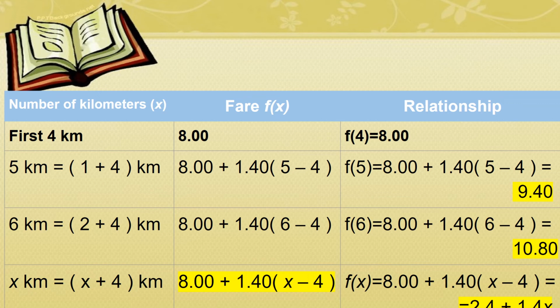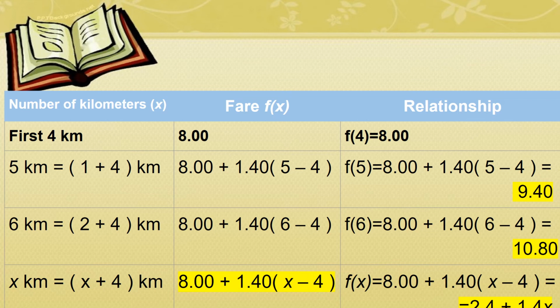Yung ating given 5 minus 4 is equal to 1. So, mangyari yung 8 pesos plus 1.4 times yung 1. So, 1.4 times 1 is equal to 1.4. So, 8 plus 1.4 is equal to 9.40. Okay? So, ibig sabihin, yung 5 kilometers, yung babayaran natin ay 9.40 pesos.